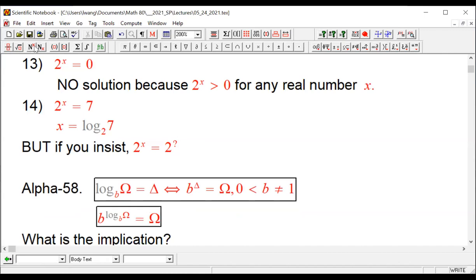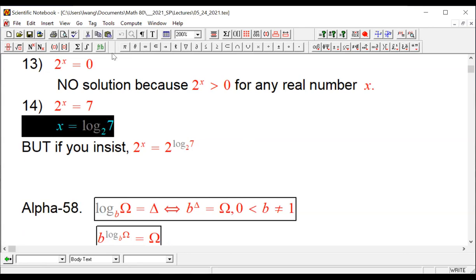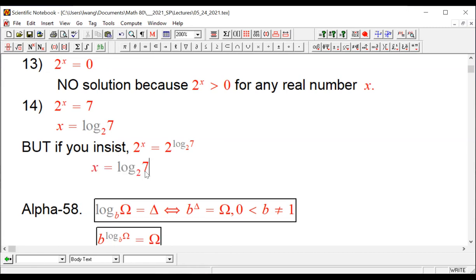So what is the tool we can use right here? Because 7 is equal to 2 raised to the power of log base 2 of 7. So in that case, of course, you get the same answer, just by a slightly different route. You can still do it.